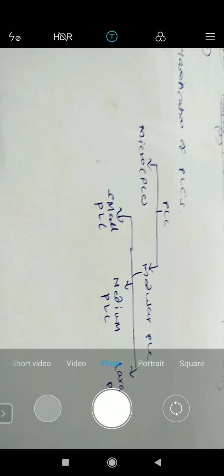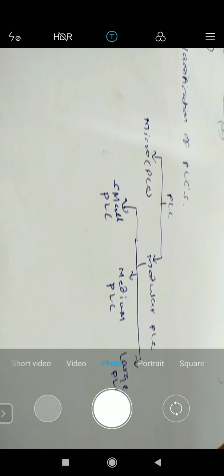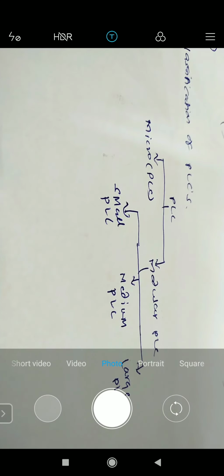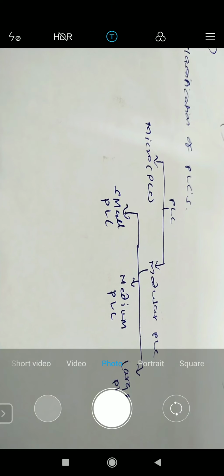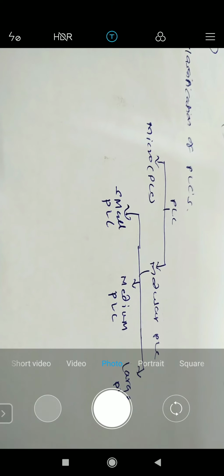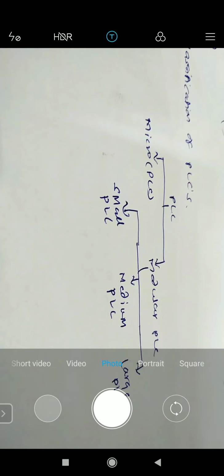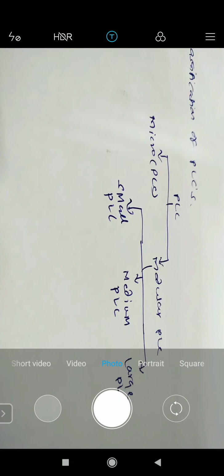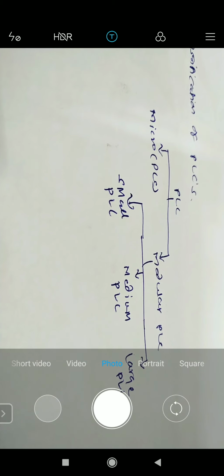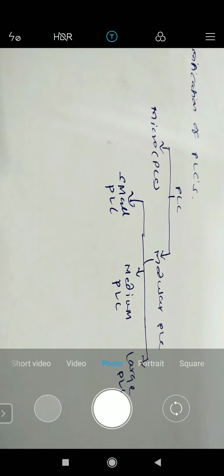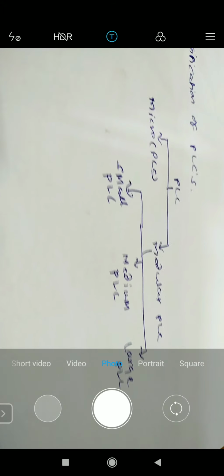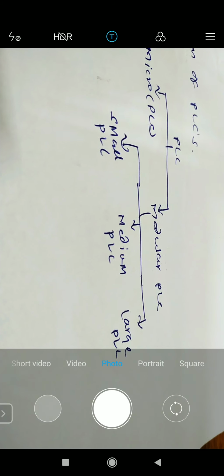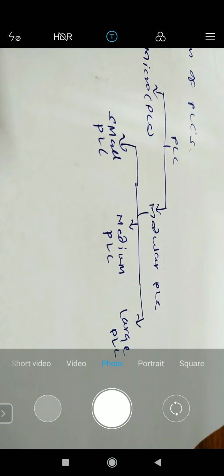Okay. So today we are discussing the classification of the PLC. The PLC is divided into two types. Normally, the PLC is classified into two types depending on the number of I/O, that means the input and the output devices. One is called the micro PLC, and the other one is called the modular PLC. The modular PLC is again divided into three types.